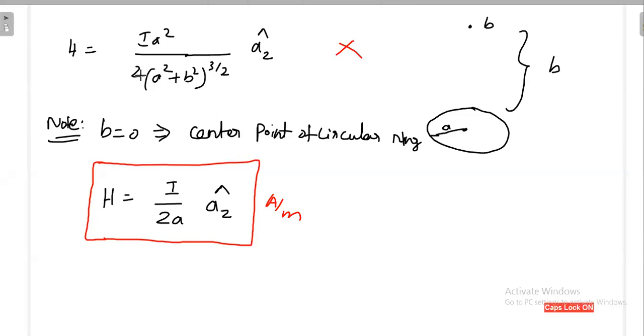Now I will give you a simple idea to remember this. After the lengthy derivation, we got this result, I divided by 2a. Now I will give you some simple idea.